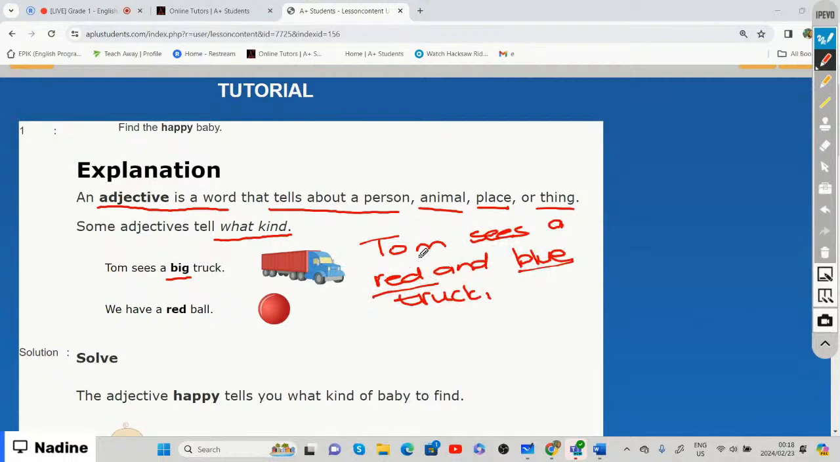We have a red bull here. You can even say we have a small bull, because you are basically describing it.